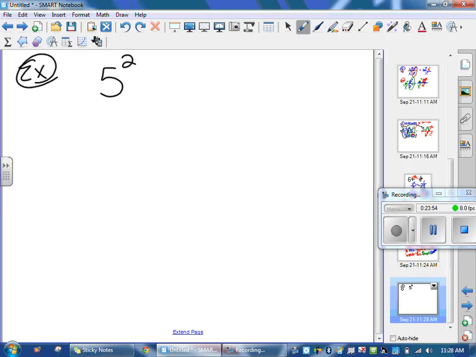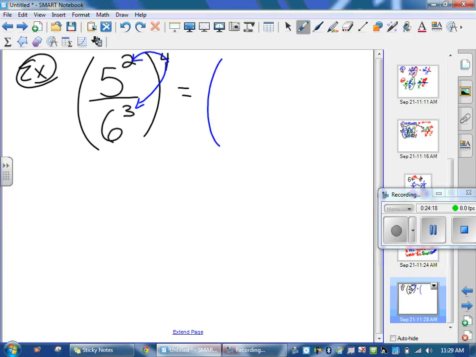5 squared over 6 cubed, all to the 4th power. This is where we get exponents on the outside. Okay? If we've got an exponent on the outside, he multiplies inside to the exponents, not the bases. So the 4 is going to multiply to the 2 and to the 3 on the bottom, not to the 5 and the 6. So my 5 and 6, oh, I get rid of brackets, pardon me. I get rid of brackets to do that. Now my answer is going to have a 5 and a 6. What are the exponents on my 5?